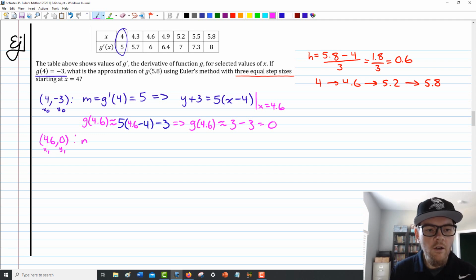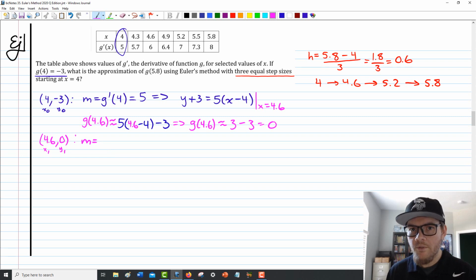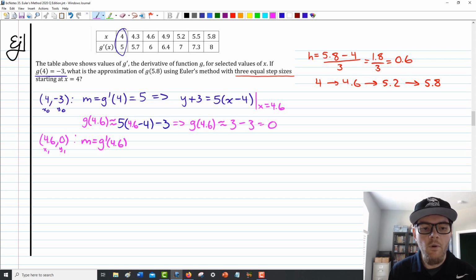So from here, we'll calculate our new slope. Well, our new slope, since there's no differential equation to plug into, is just going to be equal to g prime of the x value, which is g prime of 4.6. According to the table, g prime of 4.6 is equal to 6. That means we can construct our tangent line. y plus 0 is equal to, it looks like 6 times x minus 4.6. So there is our tangent line equation.